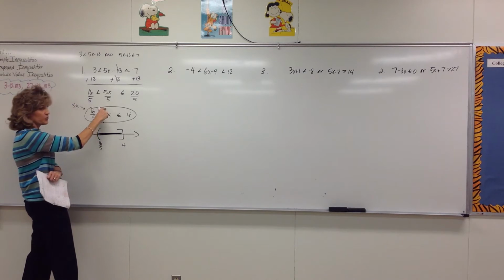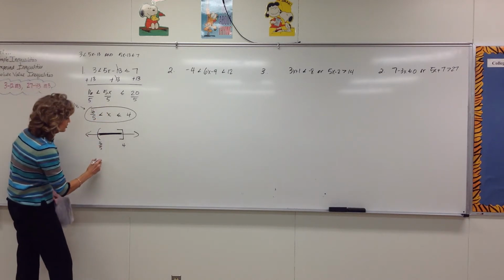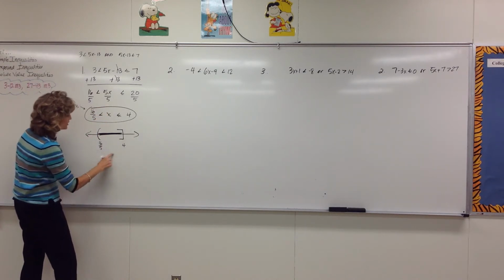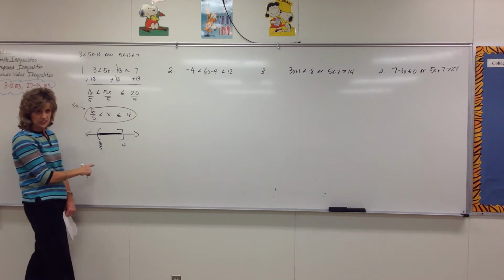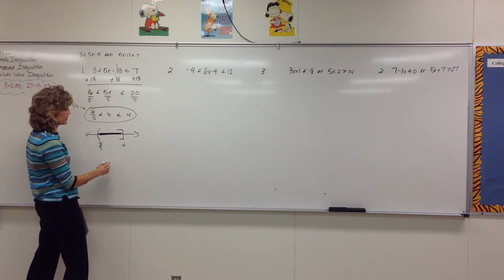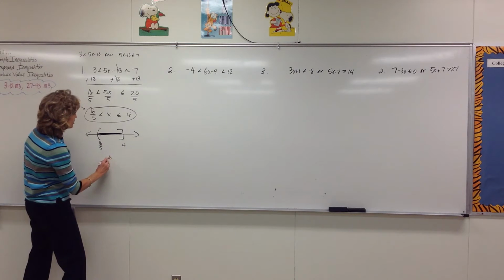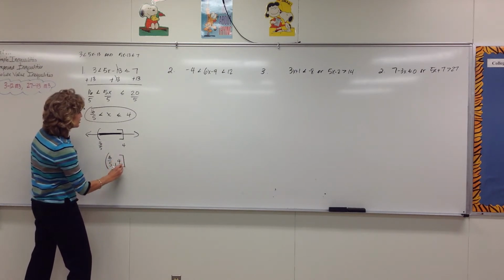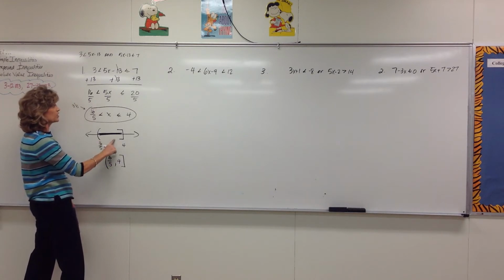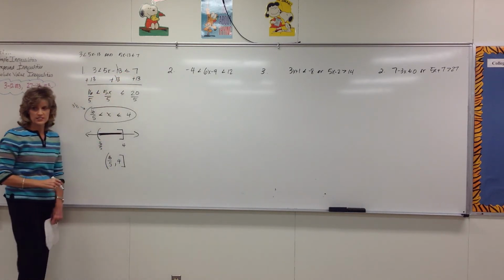So I want an algebraic solution, a graph, and then interval notation solution. So the interval notation is really almost the same thing as the graph. Describe where you can look on the number line. Where do you have to look? You have to look from 16 fifths, not including 16 fifths, up to 4 and including 4. And as long as you pick a number in here to plug into the original sentence, it will make it true.